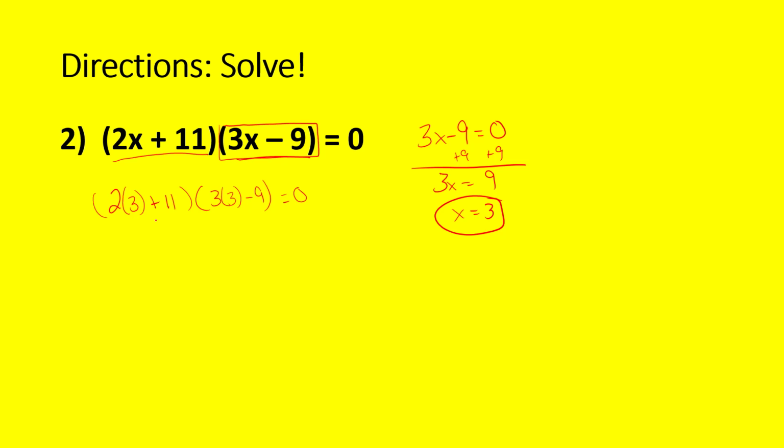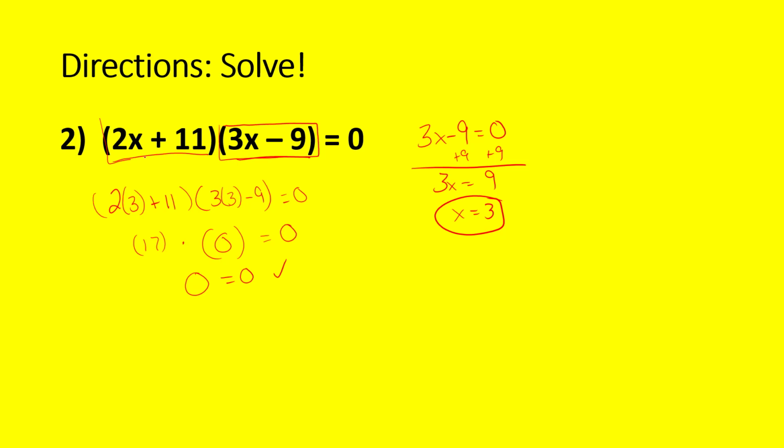2 times 3 is 6 plus 11 is 17. 3 times 3 is 9 minus 9 is 0. So now all of a sudden we have 17 times 0 equals 0. 17 times 0 is in fact 0, which equals 0, so we're good. We've checked our solution. But is x equals 3 the only solution that will make this particular problem 0? No. Let's figure out the other one.